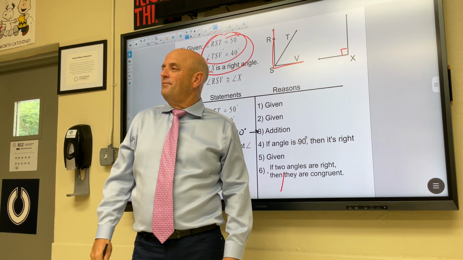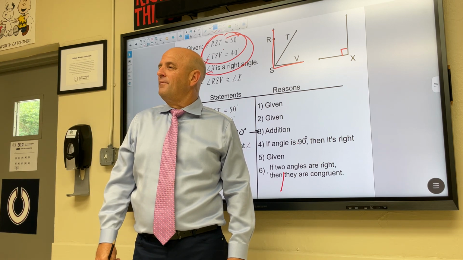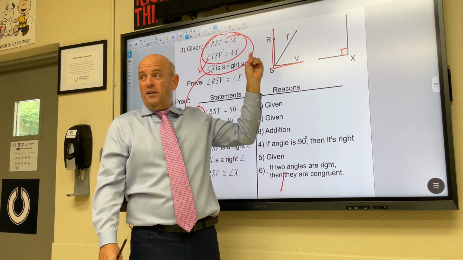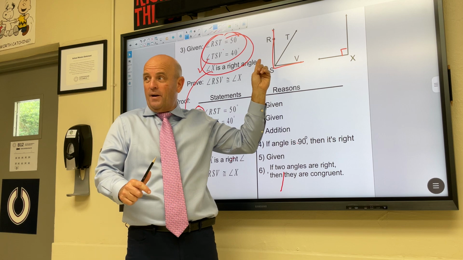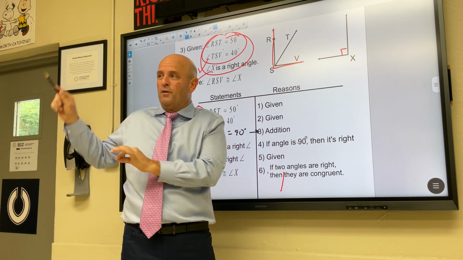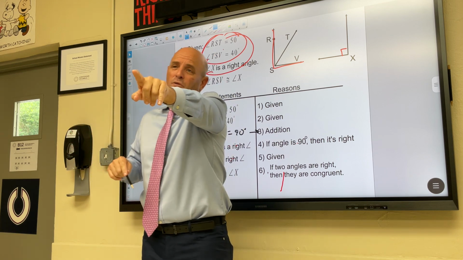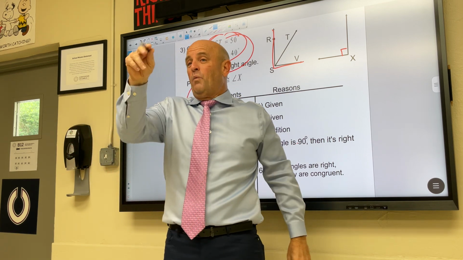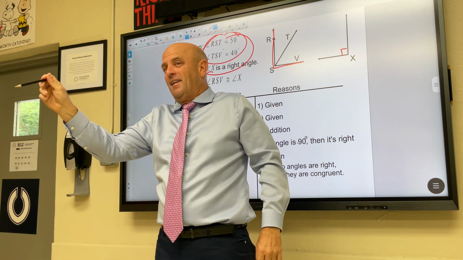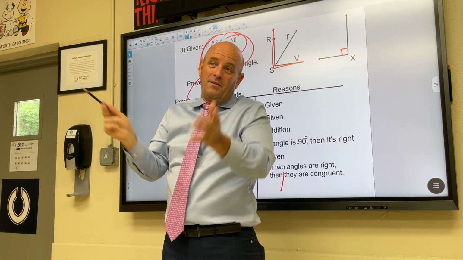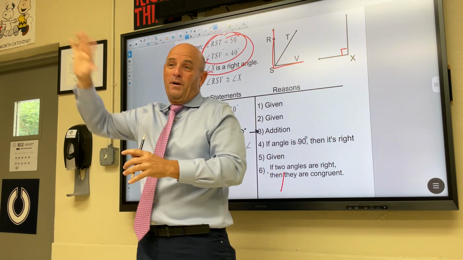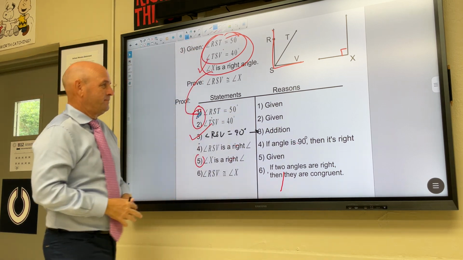What if instead of saying that X was right, they gave you X was 90 degrees? If they would have said X is 90, then I would have said this is 90, and then they're congruent. Why? Because they have the same measure. So it's a slightly different proof. And here's the cool thing about proofs: you could have gone that route. It would have been the same amount of steps, because you would have said right, then 90, then 90. There's a little bit of flexibility as we go. You weren't wrong. We good?